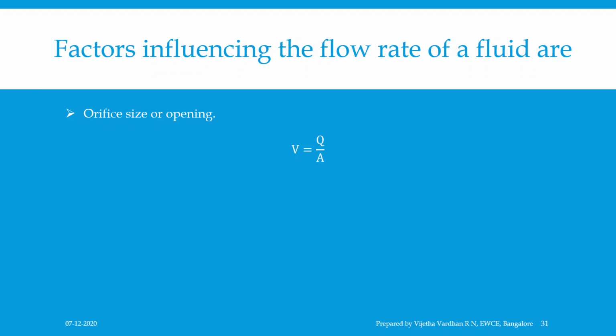By varying the orifice size or opening, the flow velocity of the oil can be varied, and this is the principle of flow control valve.